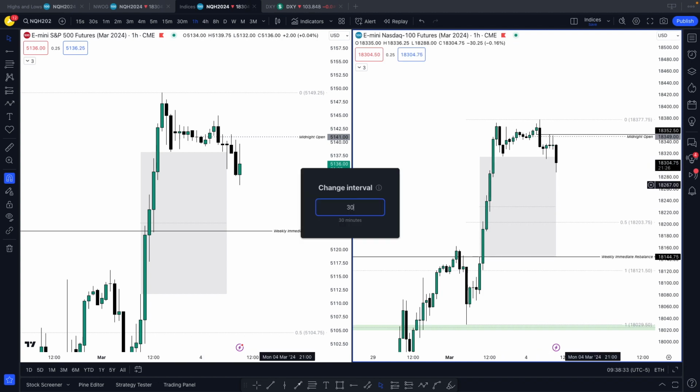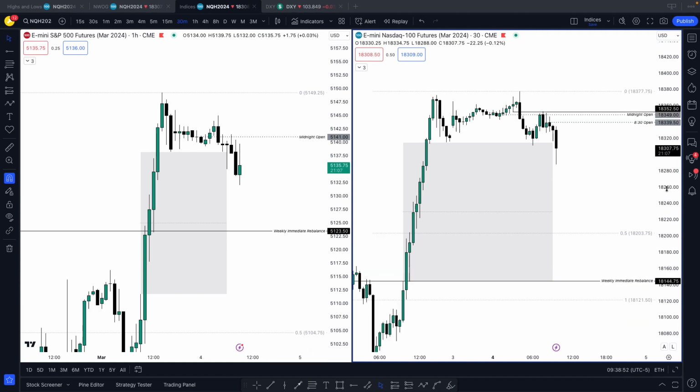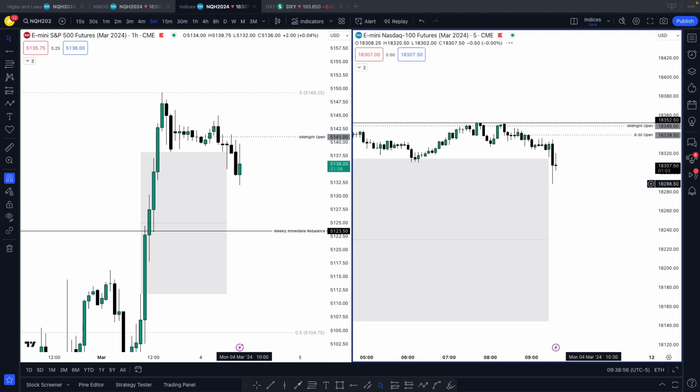Okay. So one of two things. We're either going to create new displacement to the downside and continue retracing lower down into some sort of discount or PD array below. Okay. Or we will find new displacement to the upside, and then we can look for long opportunities to target the buy side. So we're just in a position of wait and see right now.